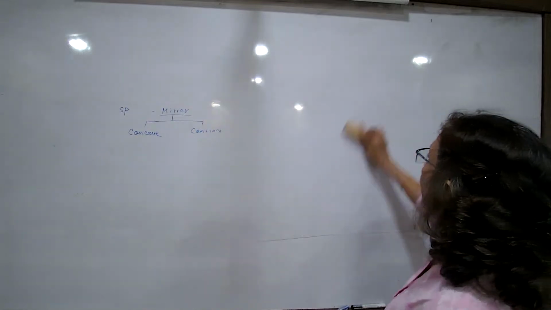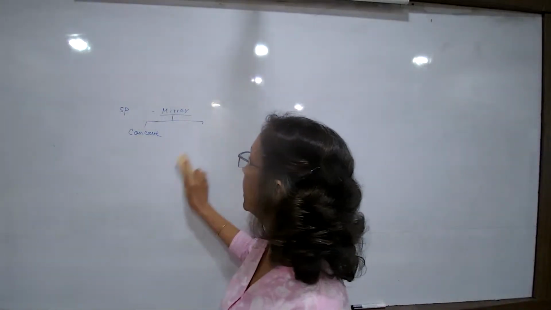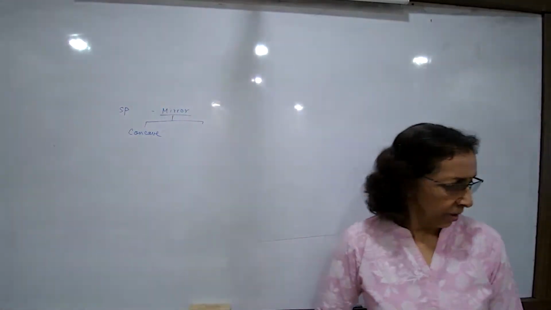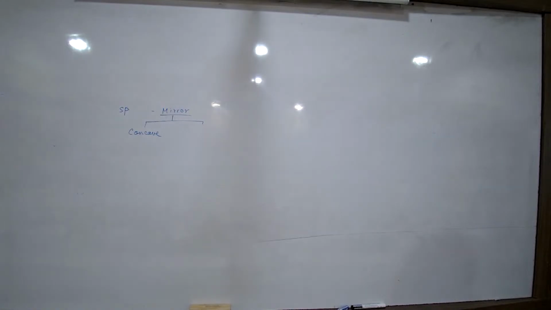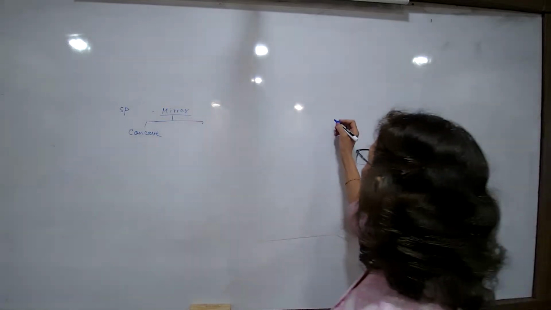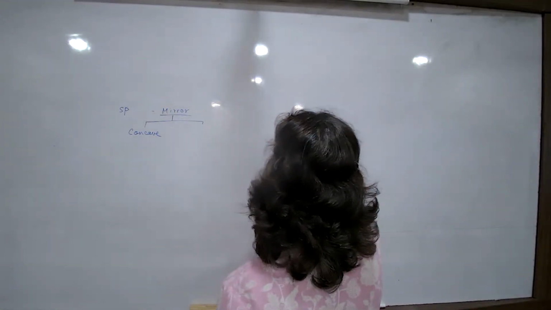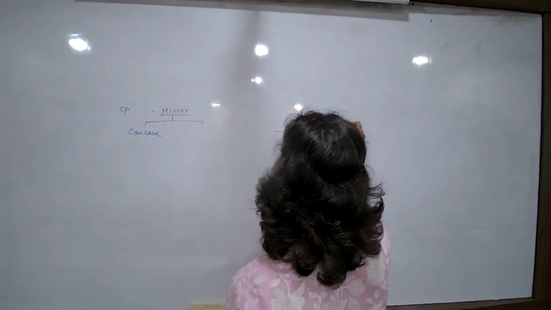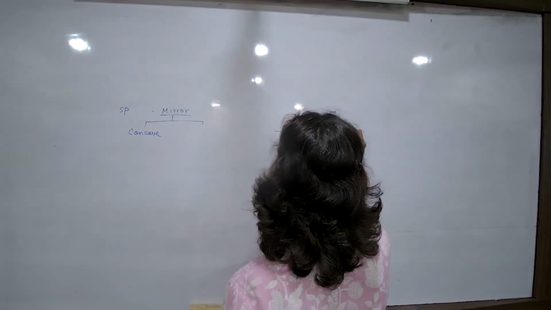Okay. Now we are seeing only concave. We'll do a couple of rough diagrams. Next time, maybe we will continue further. So how many diagrams do you find here on the next page? Six of them are there. This is our concave mirror.